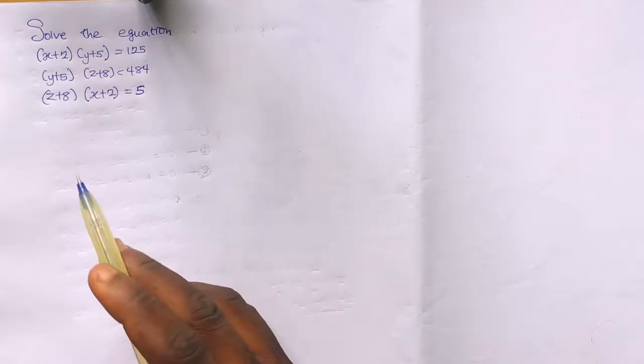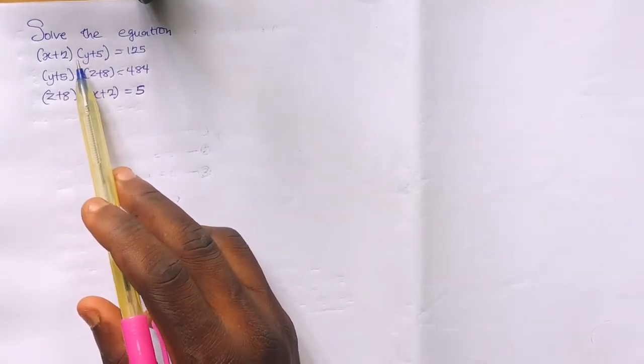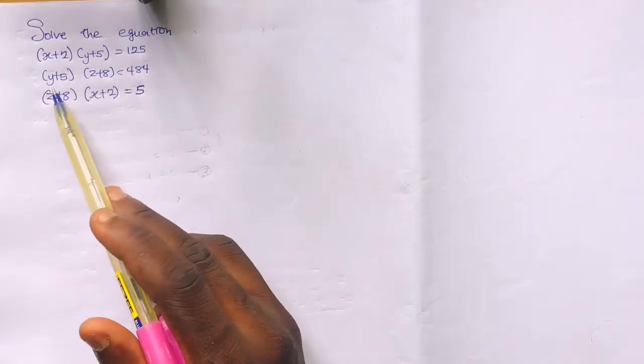Hi friends, look at another question I'm having here with you, so let's solve this. We are asked to solve the equation. We are given (x + 2)(y + 5) = 125, and (y + 5)(z + 8) = 484.